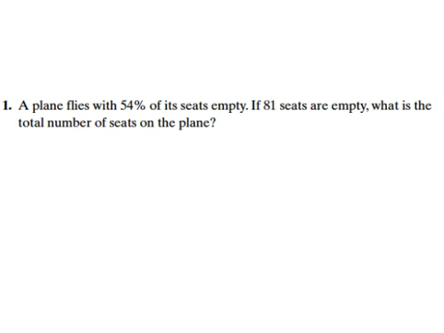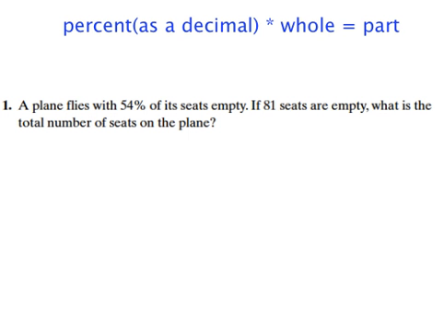Quick check number 1. A plane flies with 54% of its seats empty. If 81 seats are empty, what is the total number of seats on the plane? I'd like you to try this problem on your own. We'll write the percent equation at the top of our paper here so that you can refer to it. You probably have it written already on the page, but I'll have it on the screen. Pause the video first, try the problem, and then start the video again to check your work.